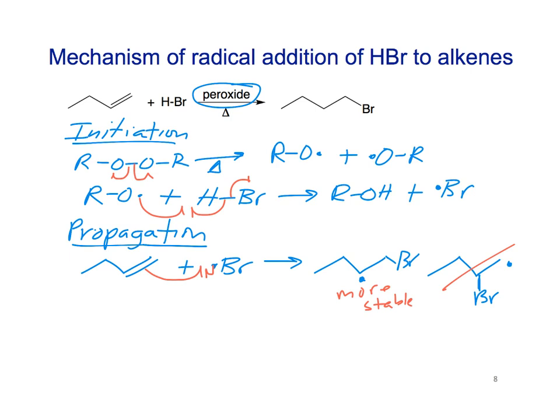All right, so have we made the product yet? No, so we have to have another propagation step, right? So we're going to take that radical with the bromine on it. And this is going to react with HBr. Okay, and it's just going to pull off the hydrogen.